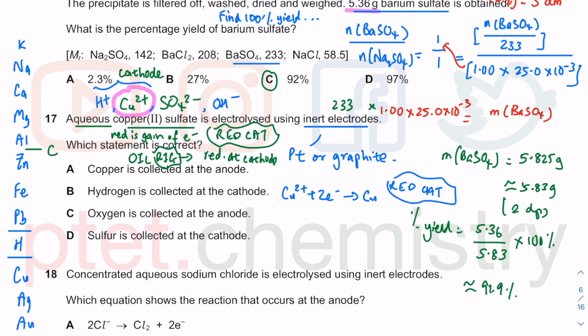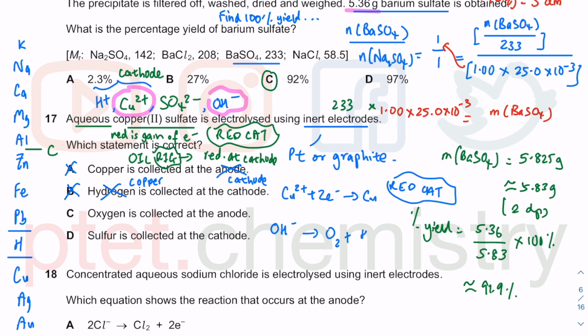So for the first option, copper is not collected at the anode, copper is collected at the cathode, so A is definitely wrong. You don't get hydrogen, you get copper because copper is below hydrogen in the reactivity series. The further down you are, the more you favor reduction. Oxygen is collected at the anode. Between the sulfate and the hydroxide, the hydroxide is going to be preferred to be discharged, as you don't have any halide and you don't have any concentrated solution here.